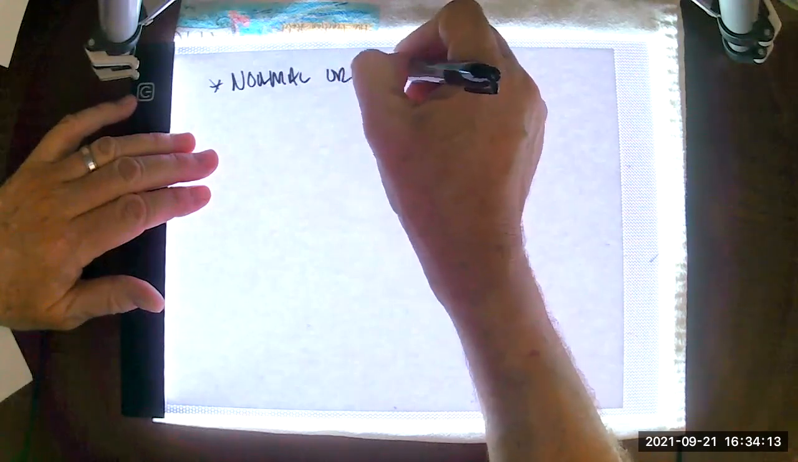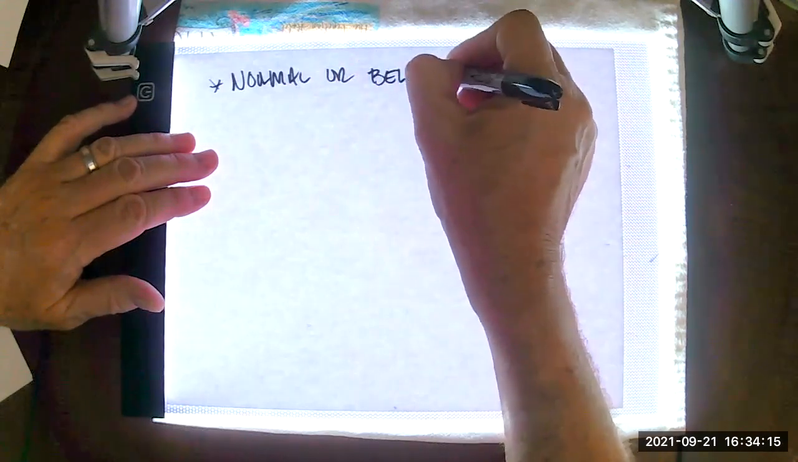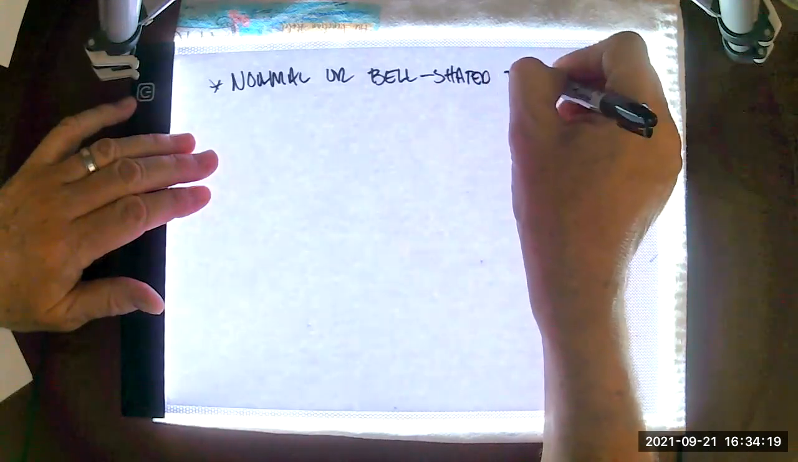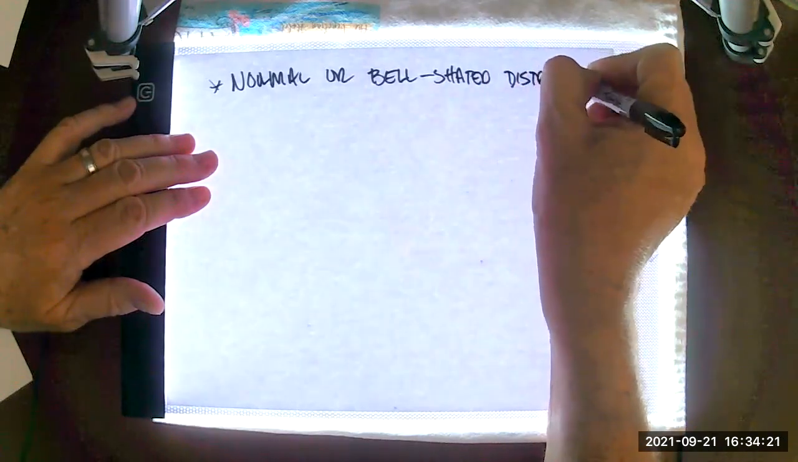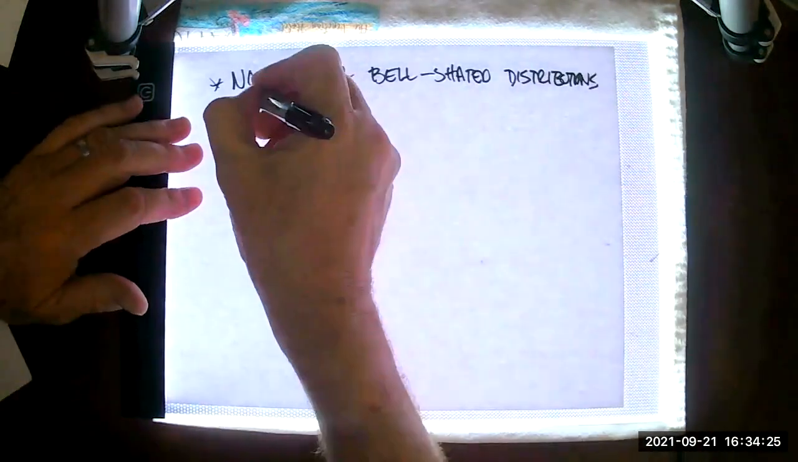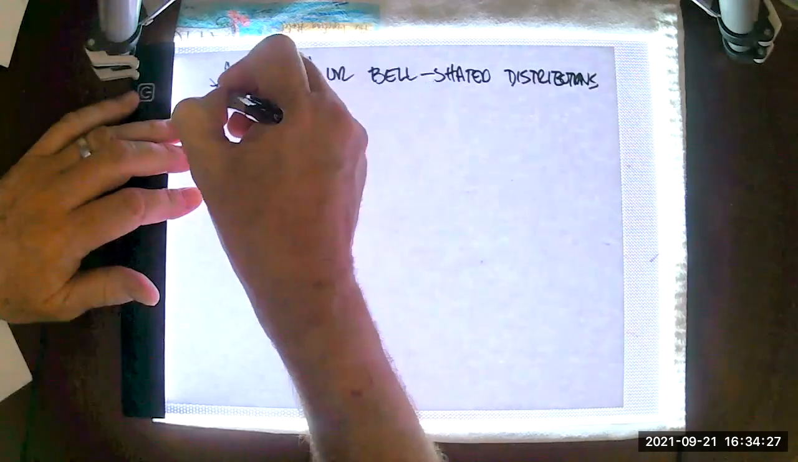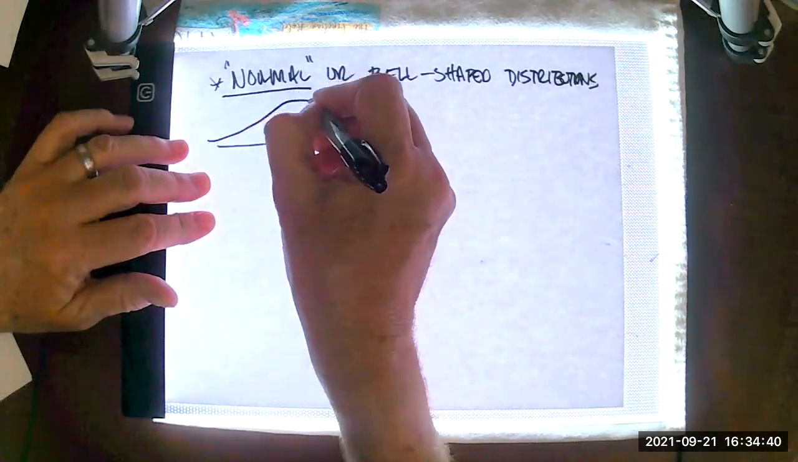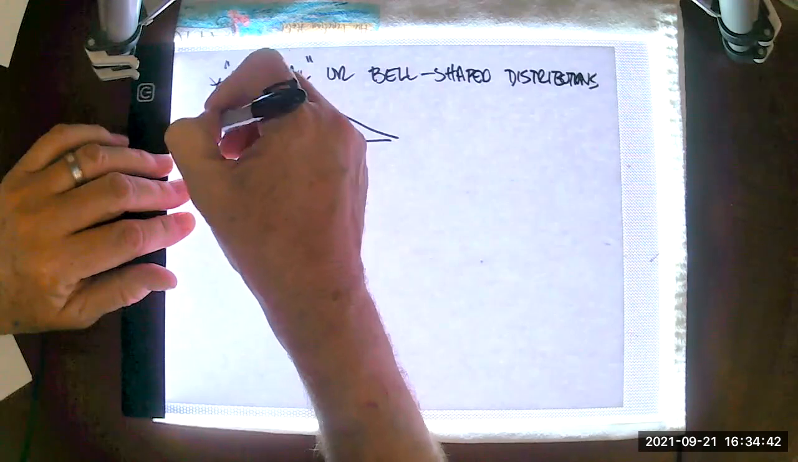Normal, or bell-shaped, distribution. All right, so the technical phrase is normal. We start with bell-shaped, mostly because that's what people understand. A bell is shaped like this in the land of statistics.